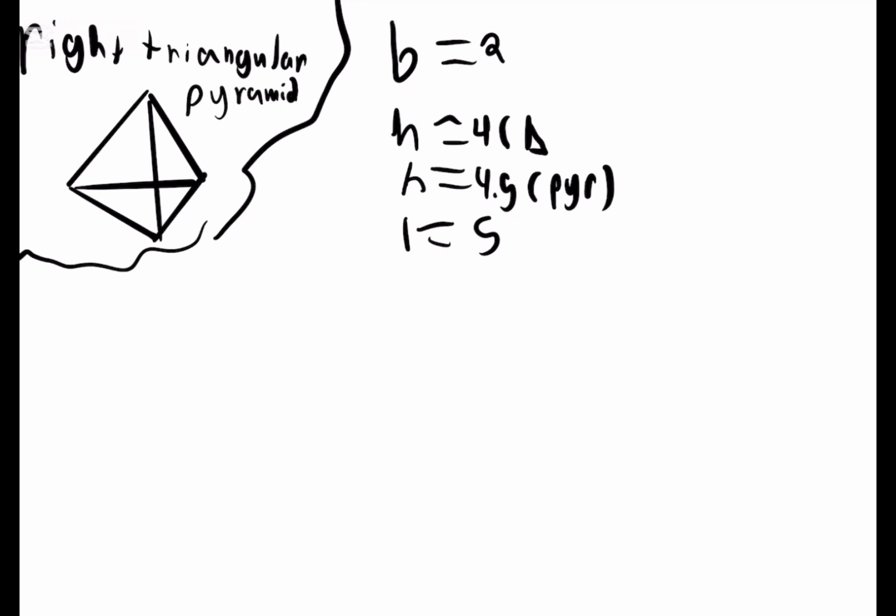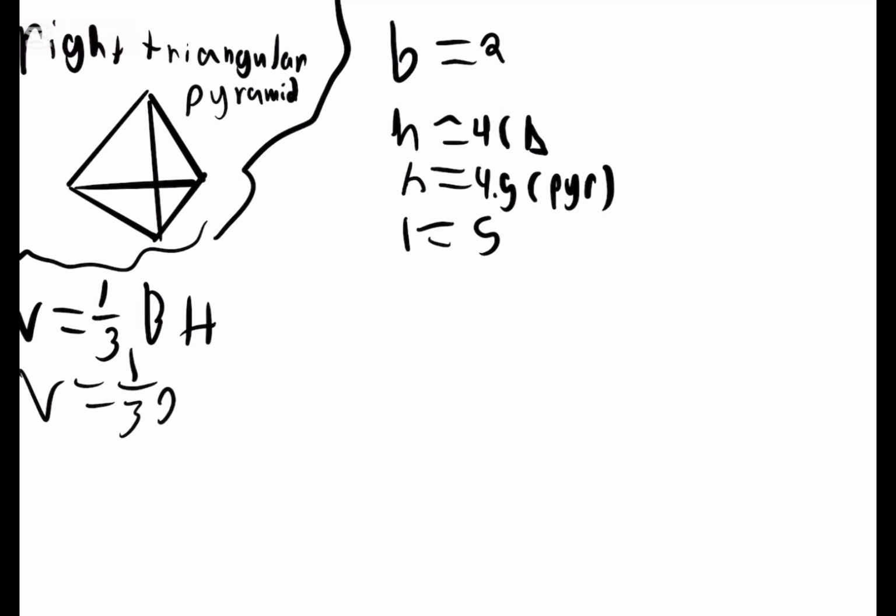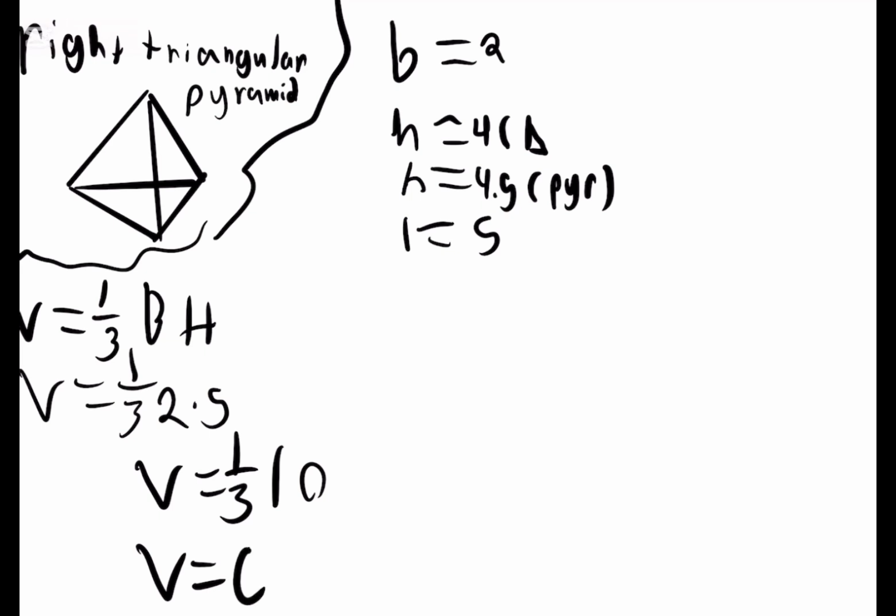Using all this, we're going to do volume first. So, volume is 1/3 base times height. So plugging this in, 1/3, 2 times 5. Volume equals 1/3, 10, because 2 times 5 is 10. So bringing us to a total volume of 6.66 repeating.